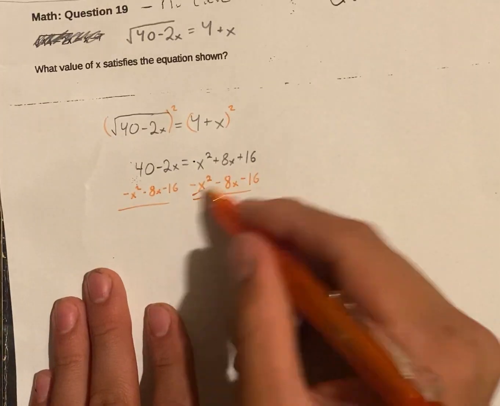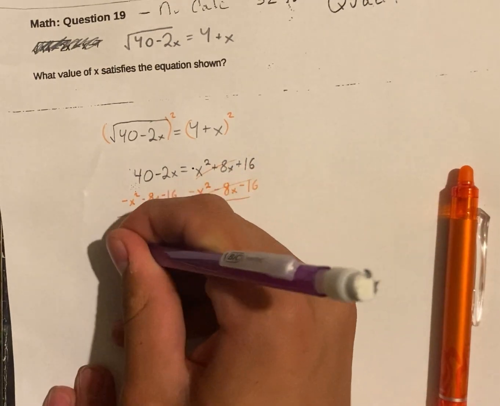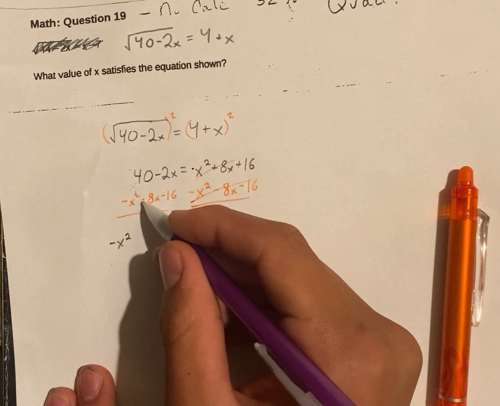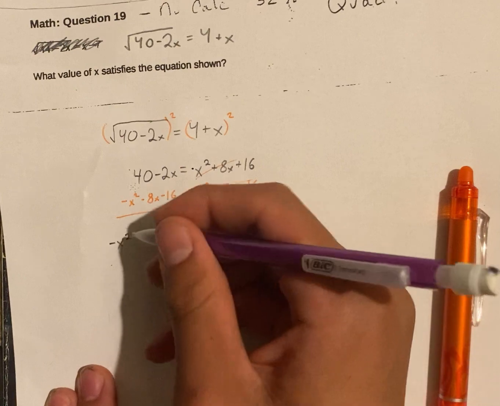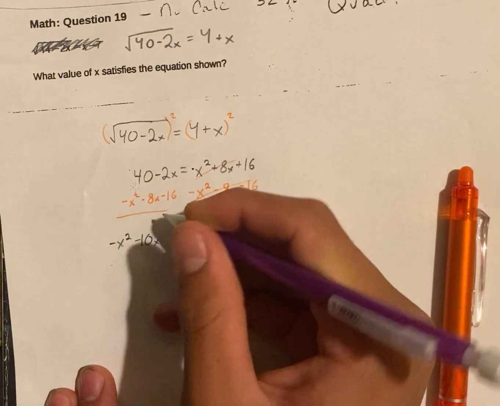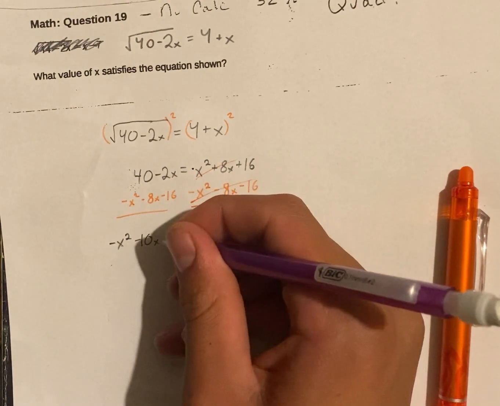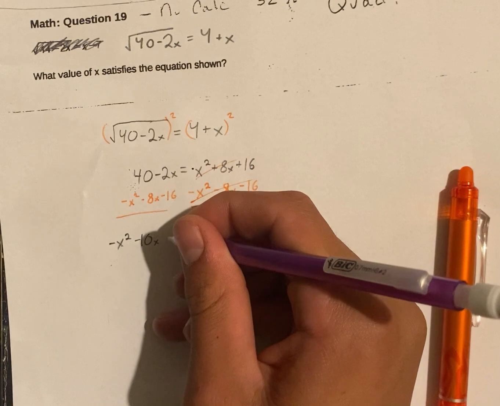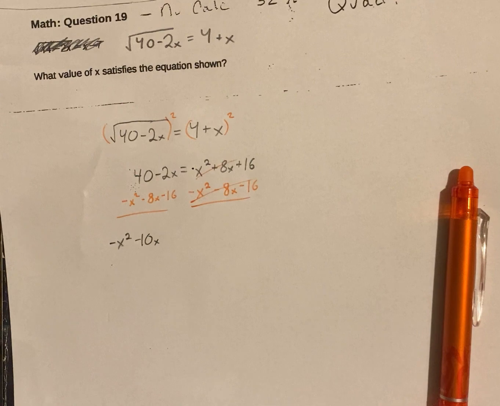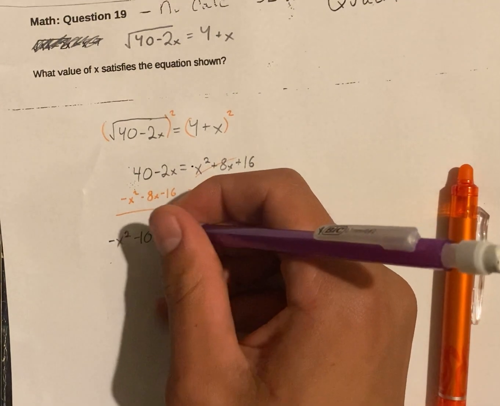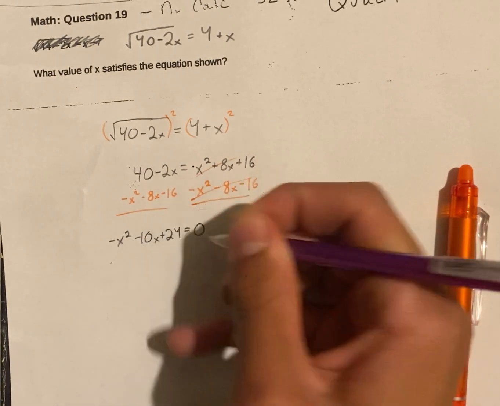All right, these two cancel out each other, leaving us with negative x squared. Now, negative 8x plus negative 2x equals negative 10x. 40 plus negative 16 leaves us with 35. No, wait, no. It leaves us with, what was it? 24. All right, 24. And this equals 0.